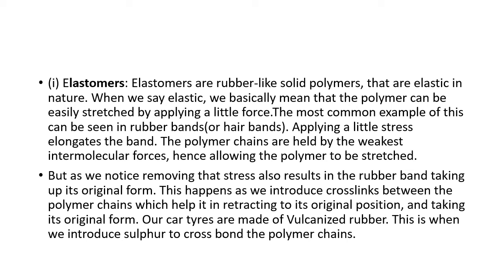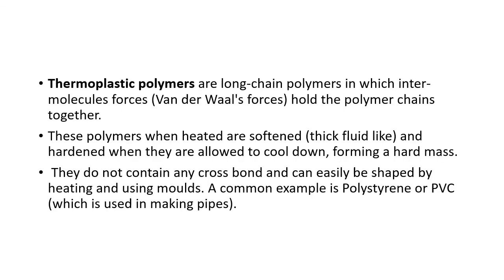This happens as we introduce crosslinks between the polymer chains, which help it in retracting to its original position and taking its original form. So our car tires are made up of vulcanized rubber. This is when we introduce sulfur to cross-bond the polymer chains.